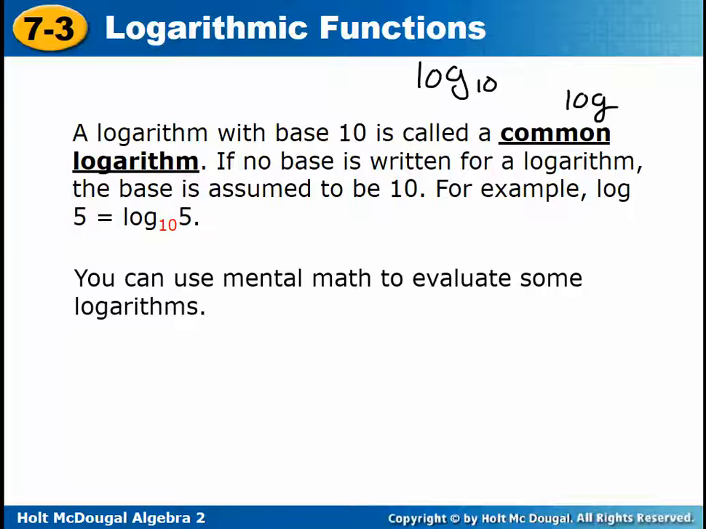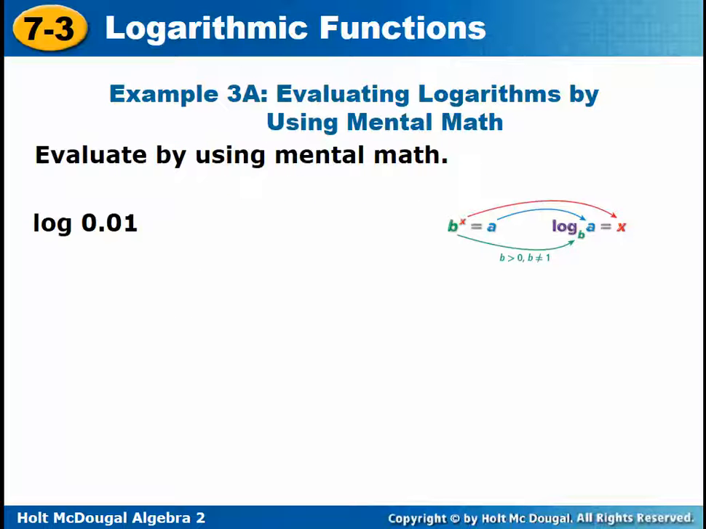You can use mental math to evaluate some logarithms, no matter what their base is. For example, this one is going to be base 10 because it doesn't list the base, so we assume it to be the common log. But what is, let me put the base in here. We're really saying if we have log base 10 of 0.01, what does that equal? What is our exponent? What is our answer?